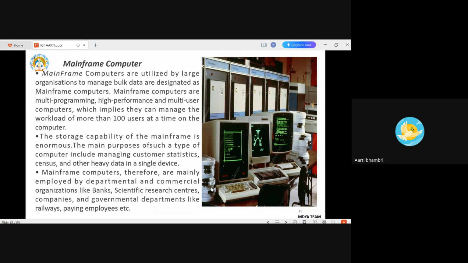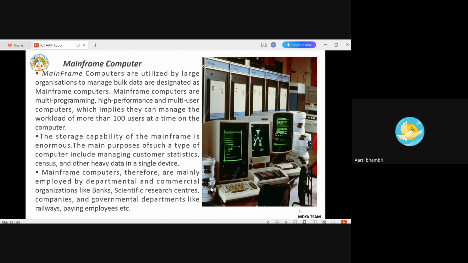Mainframe computers are utilized by large organizations to manage bulk data. These days, these computers are not in very much use, but earlier they were used in banks, big organizations, and scientific research. Now these computers are in very less use.